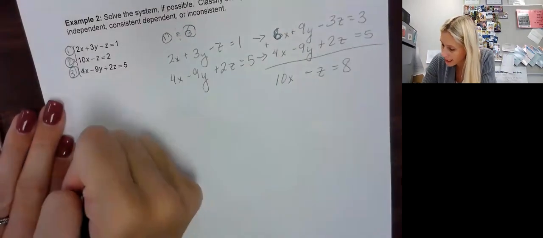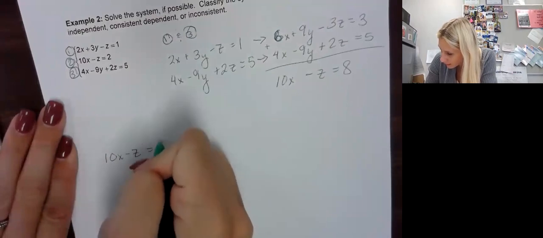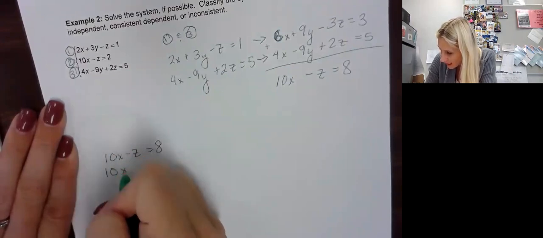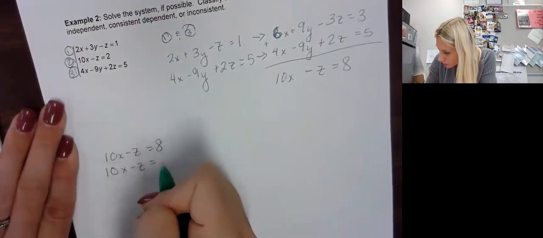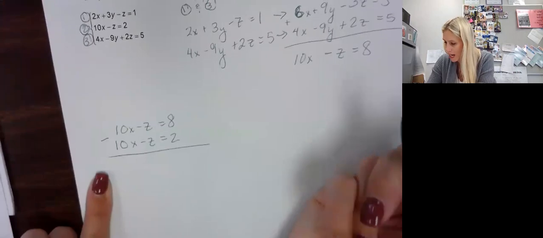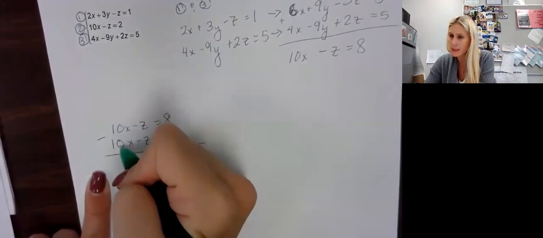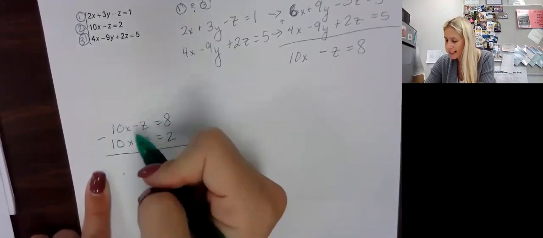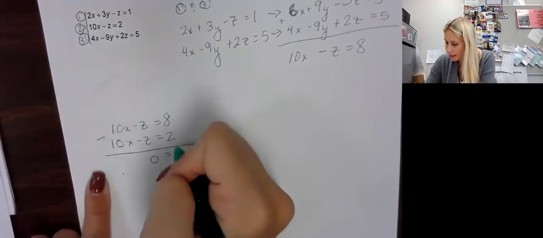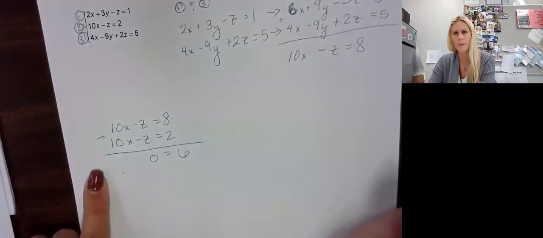Now this allows me to take that one, 10x minus z equals 8, and compare it with our second equation, which is 10x minus z equals 2. This is nice because we have the same x's, right? So we can subtract straight down to find our z's. But what happens? 10x minus 10x is 0. Negative z minus negative z is 0. 8 minus 2 is 6. Wait a second. 0 can't equal 6.